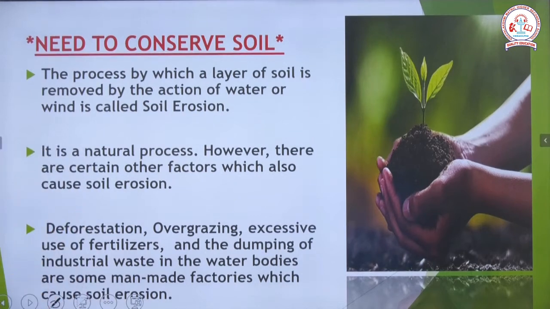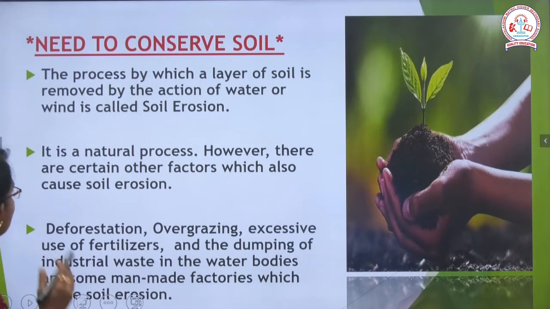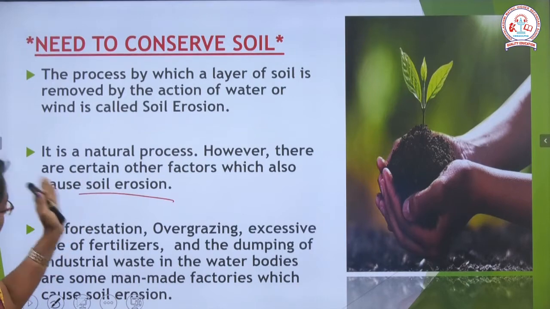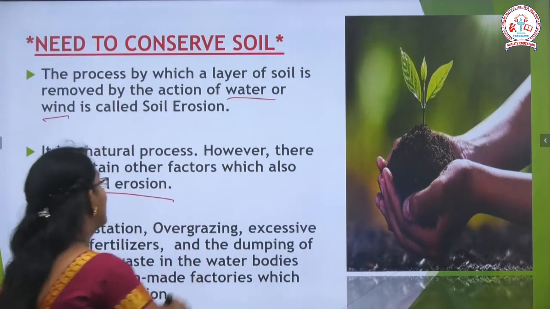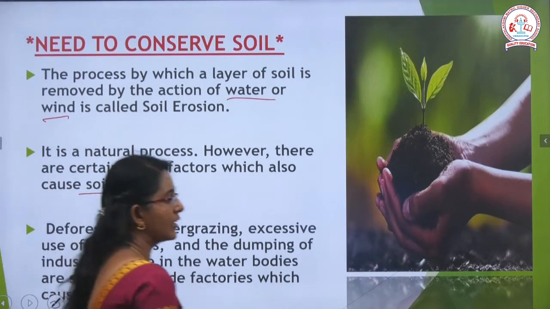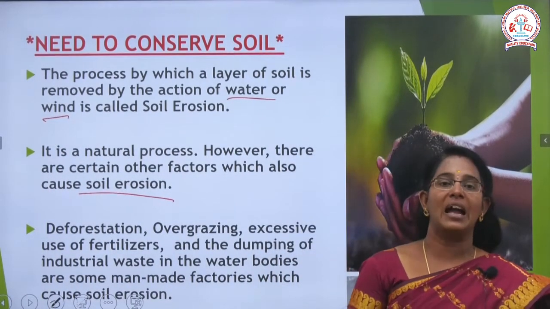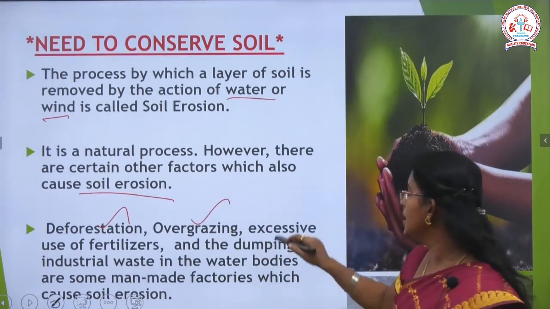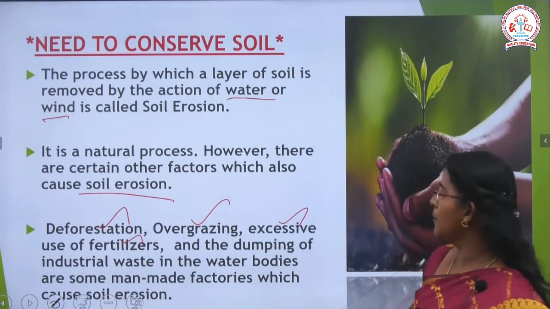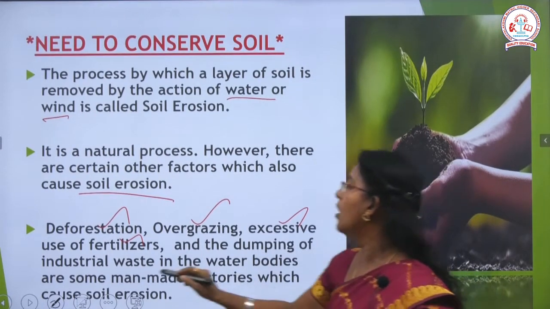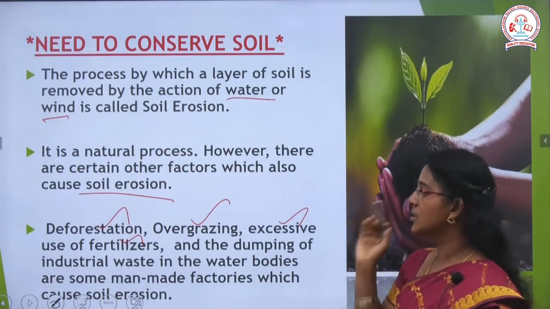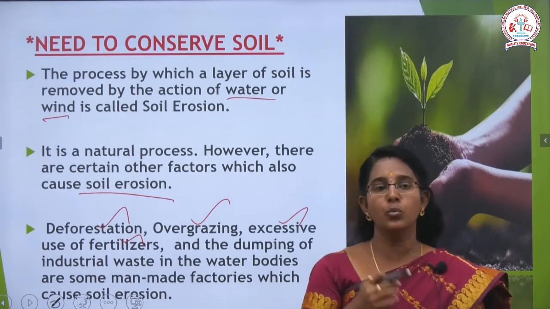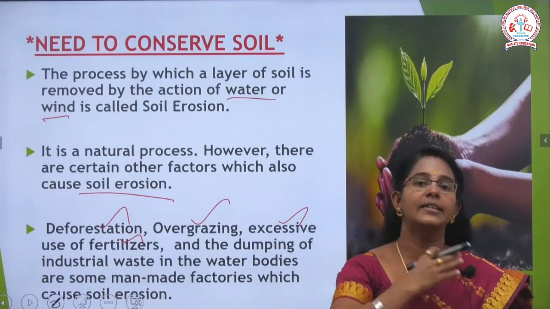Next, it is a natural process. However, there are certain other factors which also cause soil erosion. Not only water and wind, other activities also cause soil erosion. What are the activities? Deforestation, overgrazing, excessive use of fertilizers and the dumping of industrial waste in water bodies, man-made factors which cause soil erosion. Human beings spoil the natural activities, so we want to wake up to save the soil, water and other natural resources.